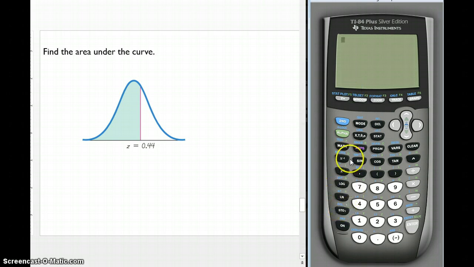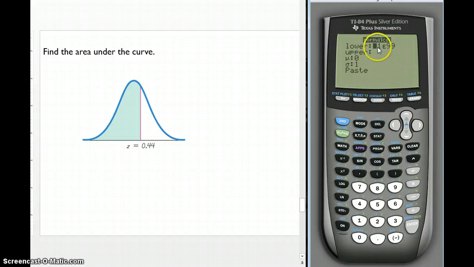So let me go over to my distribution functions. This is a standard normal distribution, and I want to calculate the area. So I want to go to normal CDF. The C, if you recall, is cumulative, so I want to find the accumulation of all of these points. So I'm going to click enter.